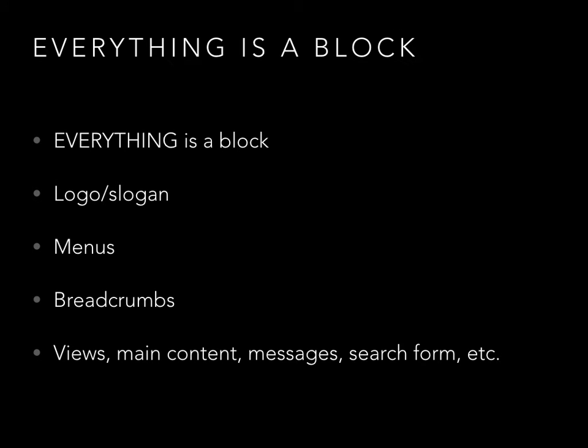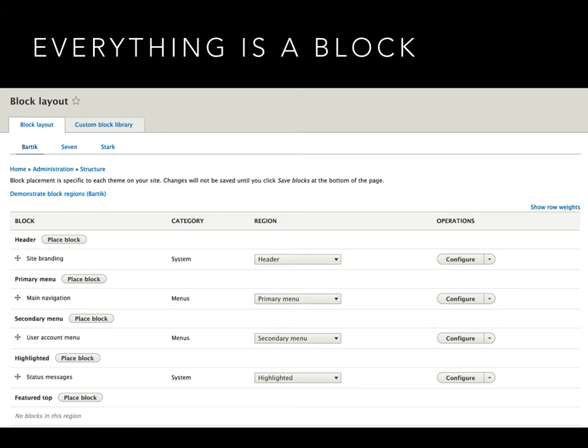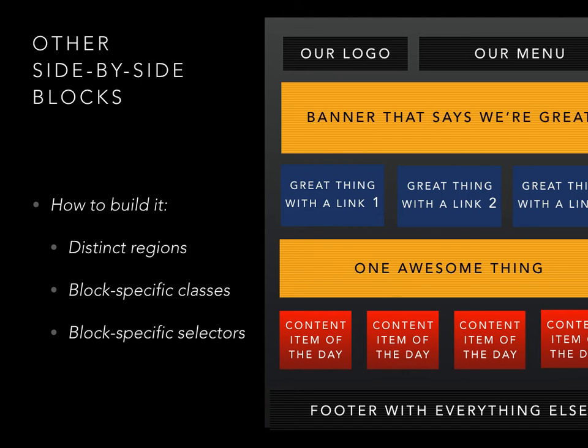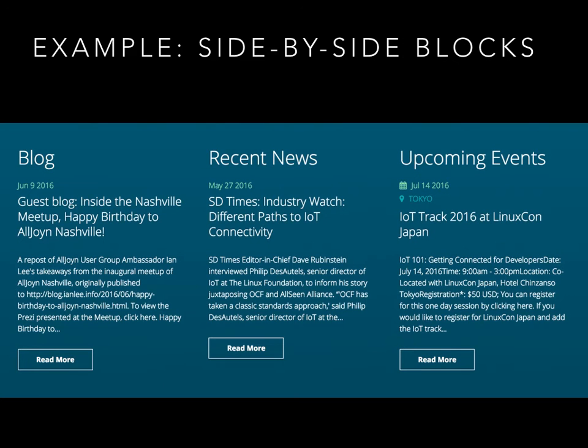I think the fact that everything's a block does make things a lot easier. So you'll see this if you look at the block configuration. So block-specific classes can be useful. There's the block class module. So if you had some blocks that you wanted to show in a layout like this, the block class module allows you to apply classes directly to the blocks. So you could implement your grid system by applying the right classes if that's the approach you're taking.